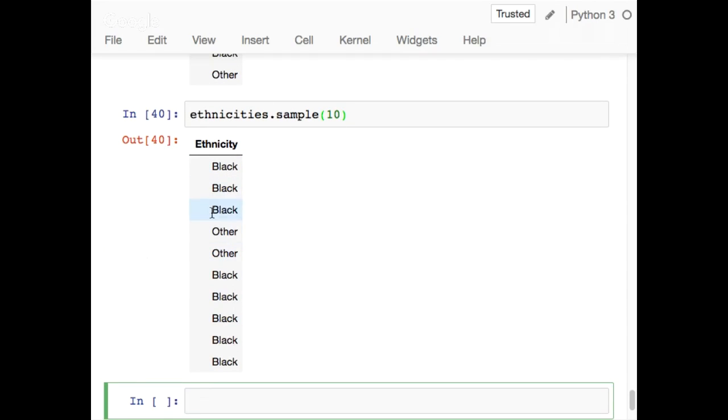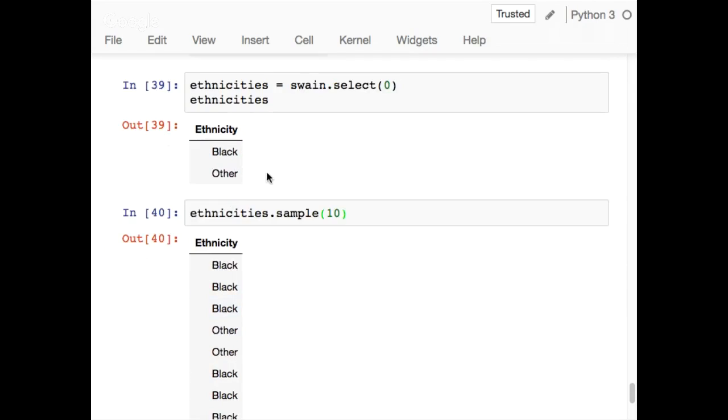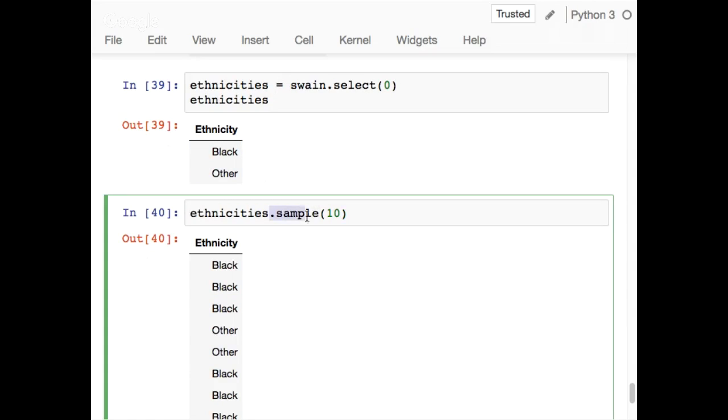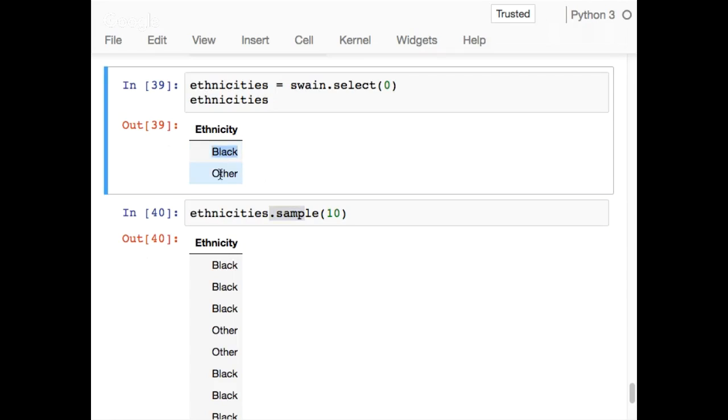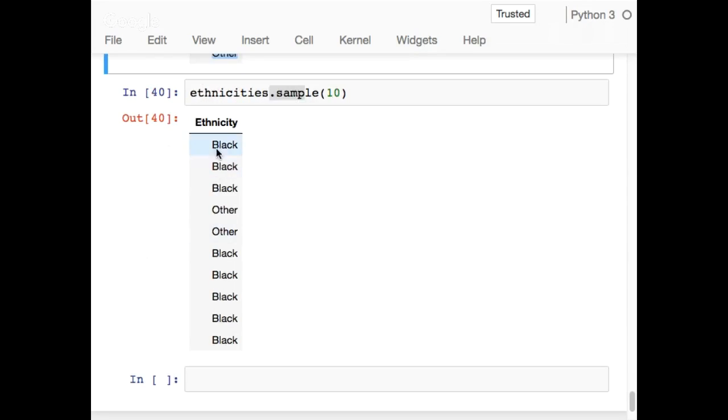And the problem with this is that the chance that I get black and other is the same, right? Because the way this .sample works is I sample out black and I sample out other, but both black and other have equal probabilities. So here I have a quote unquote panel of 10 people, but it's going to be about half black and half other. I don't want it to be half black and half other.